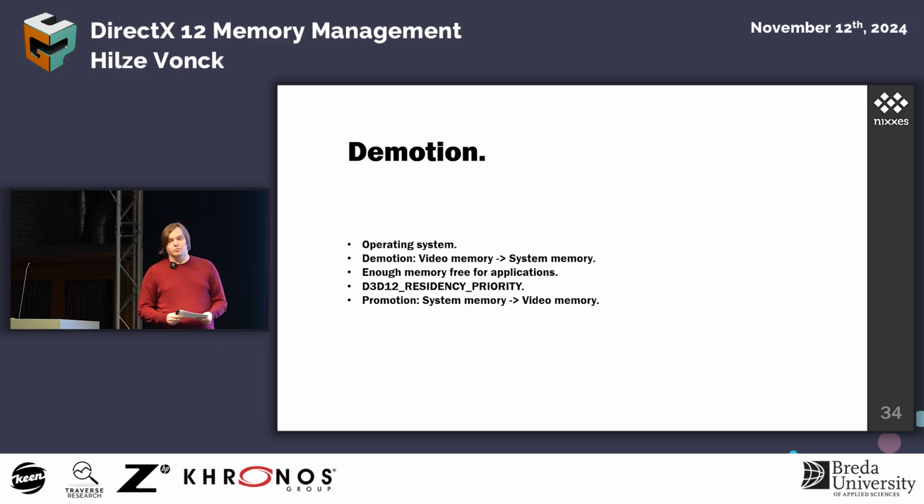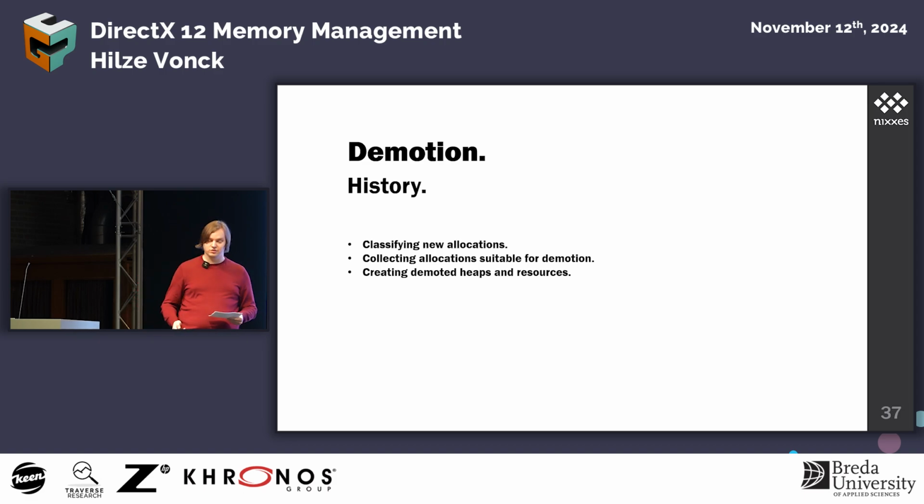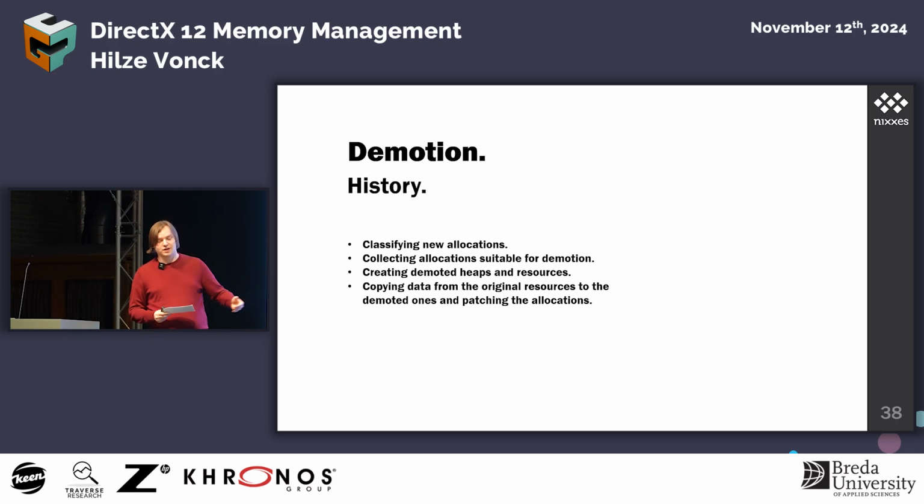Once enough memory is free again in the video memory pool, it will also automatically start moving resources back from system memory to video memory. Each iteration of the demotion system had a couple of steps in common, which were classifying new allocations, collecting allocations suitable for demotion, creating demoted heaps and resources, and, of course, copying data from the original resources to the demoted ones and patching the allocations.